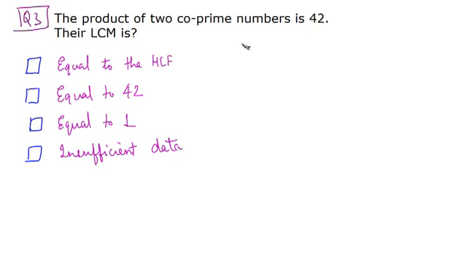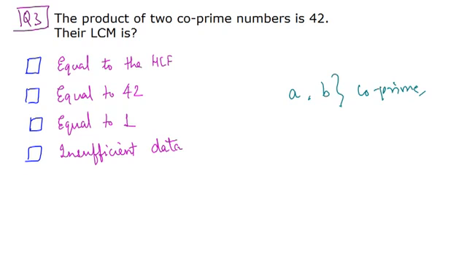Okay, let's move on to question number 3. You have been given the product of two co-prime numbers. You are asked the LCM. So it is known that if you have any two numbers A and B, and if these are co-prime numbers, which means that they do not have any factors common to them other than 1. So these numbers are co-prime and you are asked to find the LCM.